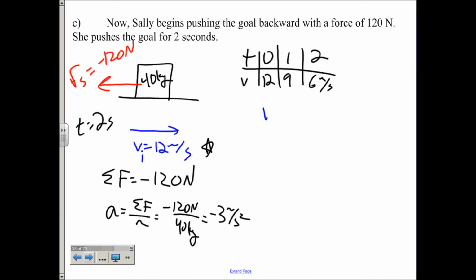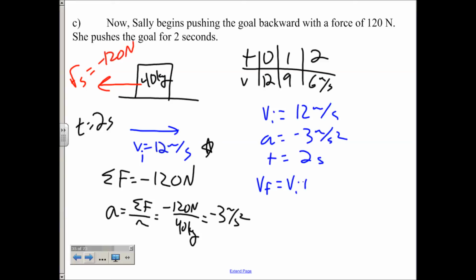Let's look at what we know. We know the VI is 12 meters a second. We know our acceleration is negative 3 meters a second squared. We know the time is 2 seconds, so we can find our final velocity by plugging our numbers into that equation. So you end up getting 12 minus 6 gives you 6 meters a second. You get the same answer. Okay? So for part C, the goal is going to slow down to a rate of 6 meters per second.